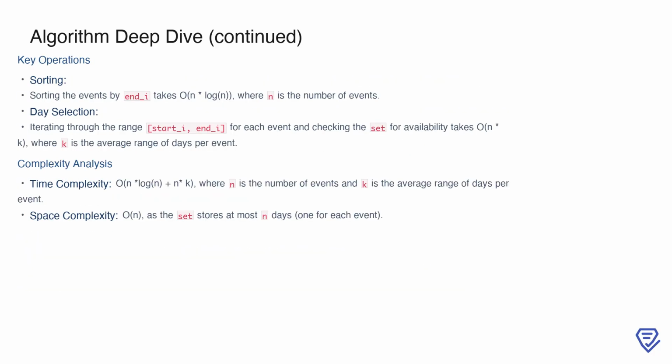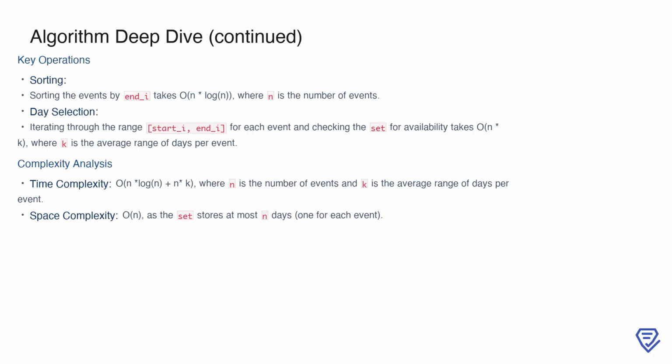The core operations in the algorithm include sorting the events and selecting days for attendance. Sorting the events by their ending days, end_i, has a time complexity of O(n log n), where n is the total number of events. For day selection, we iterate through the range [start_i, end_i] for each event and check whether a day is available in the set. This operation has a time complexity of O(n * k), where k is the average range of days for each event.